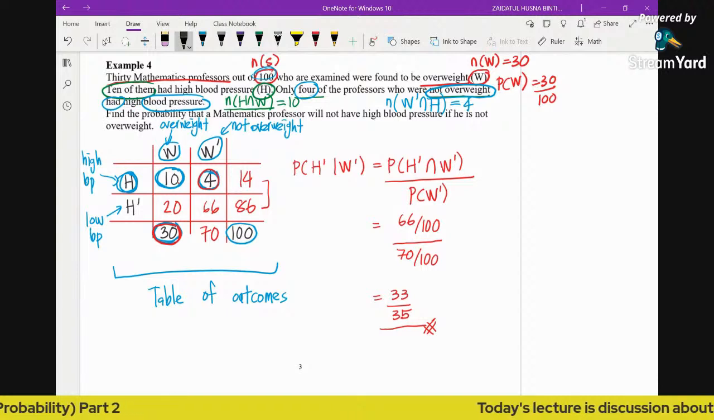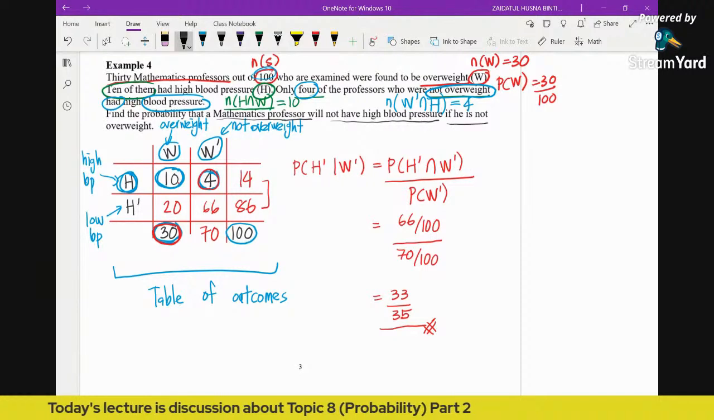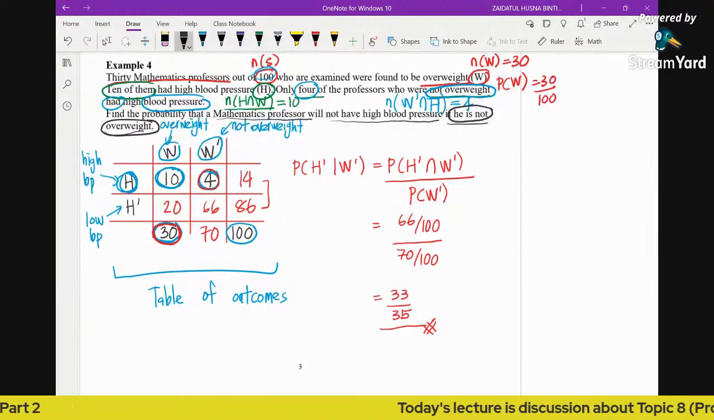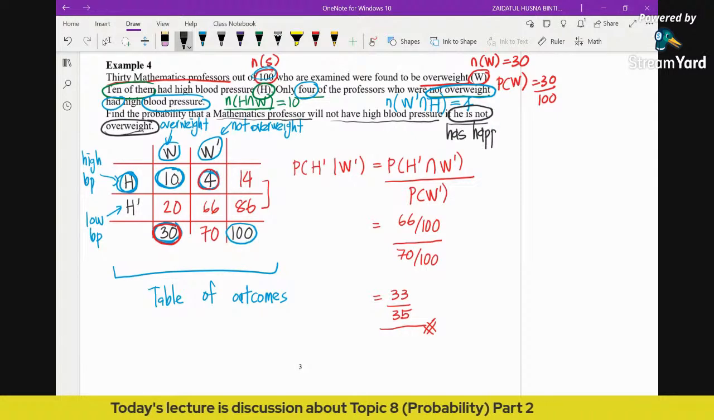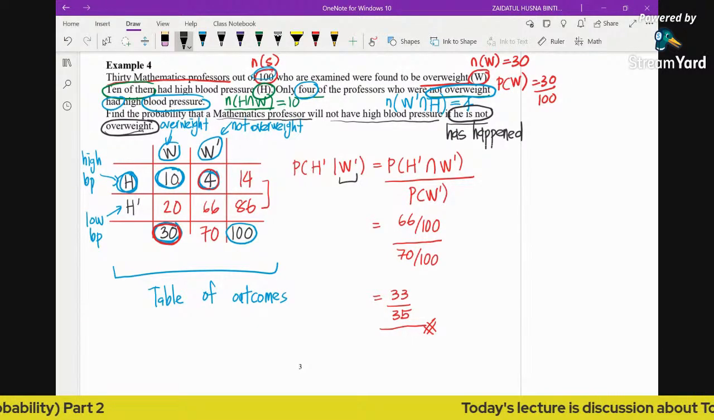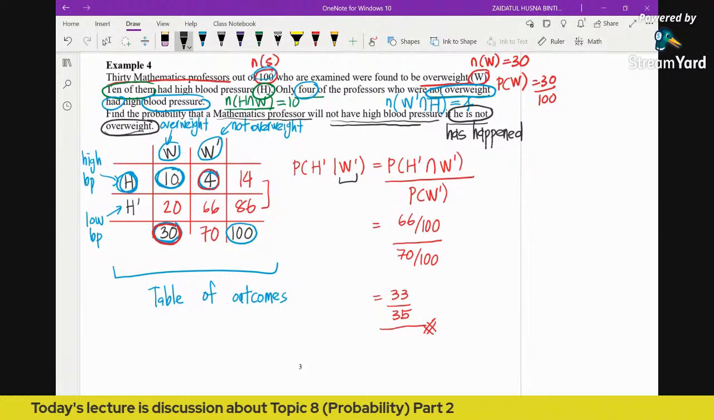Find the probability that a maths professor will not have high blood pressure if he is not overweight. If he is not overweight, this is an event that has already happened. Not overweight means W prime. So given W prime, what is the probability that the professor will not have high blood pressure?